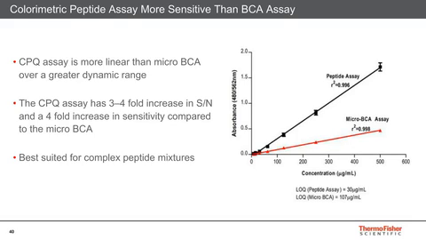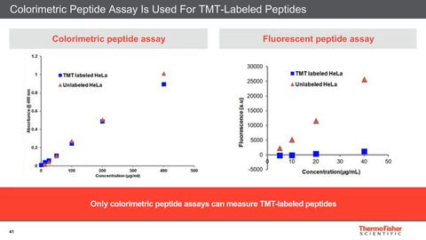The CPQ assay is also more linear than the microBCA over a greater dynamic range. In addition, as shown in the graph on the right, it has a nearly fold increase in signal-to-noise and sensitivity compared to the microBCA, which means that less peptide sample can be used in the assay. In fact, we typically use less than 1 microliter of tryptic digest from a complex protein mixture at 1 microgram per microliter to measure the sample concentrations of our peptides.